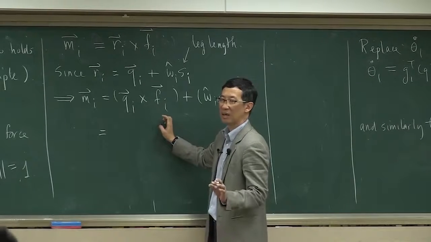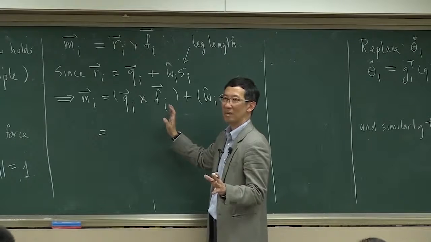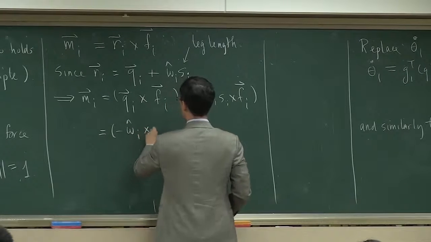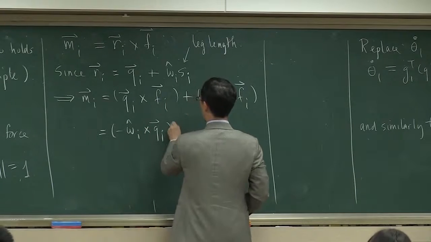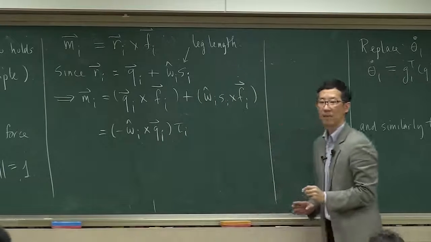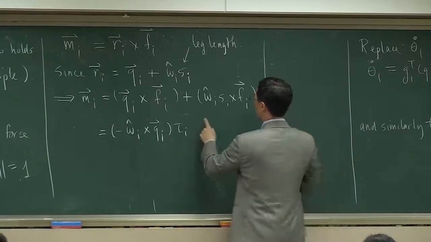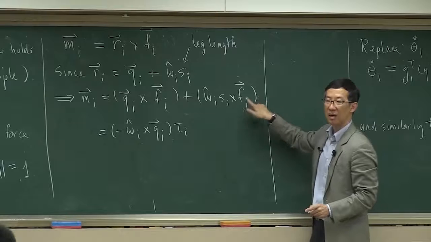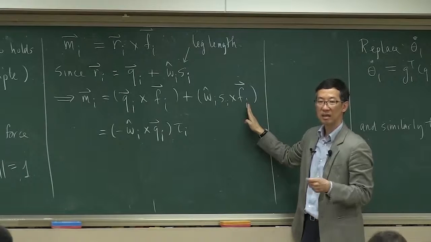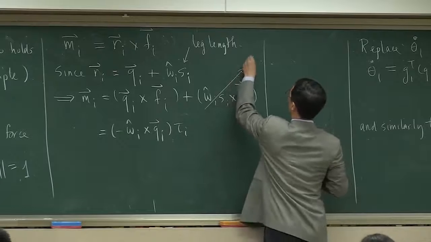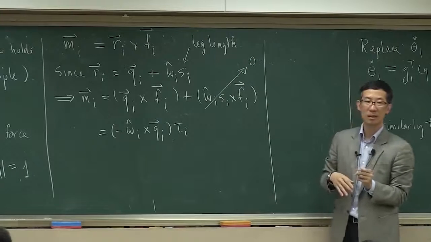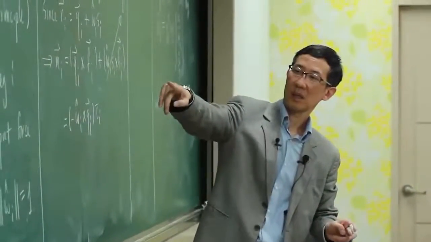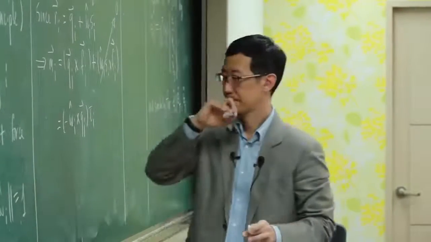Now you might think it's a little weird, but actually it's not. Let me switch the order. It's minus omega i cross q i tau i, plus omega i s i cross omega i tau i. Omega cross omega is 0. Okay, all right, so here's my moment equation. Here's my force equation.